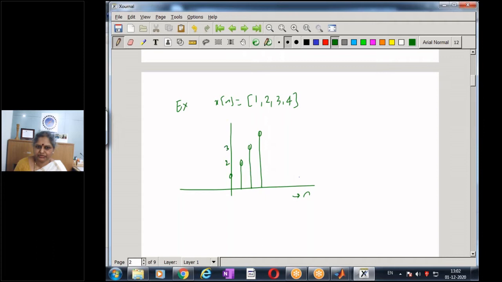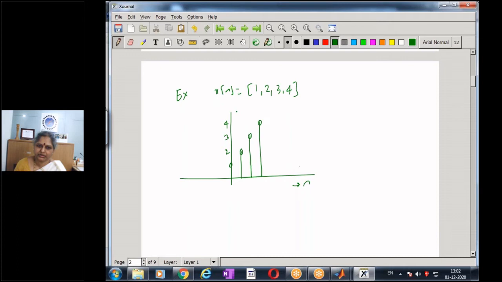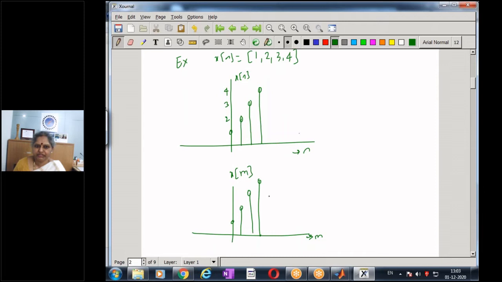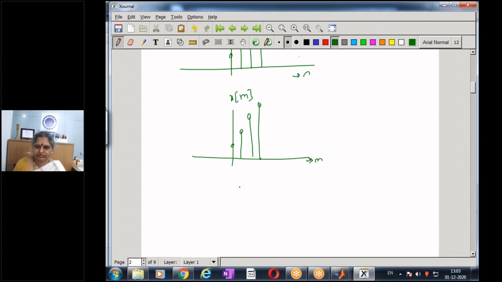To do a graphical convolution, I need to sketch x of minus m, then again flip it. So let me sketch it directly. So x of m, after flipping, and again I need to flip it for performing convolution by a graphical method. So I have it as again 1, 2, 3, 4. Now if I want to get my y of 0, the rxx of 0, I need to find the product and then take the sum of the product.